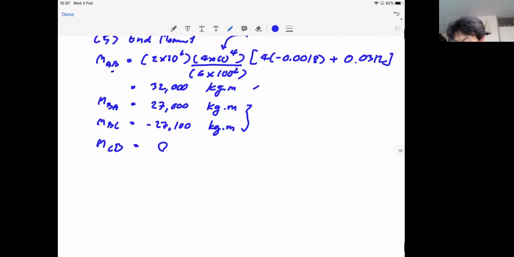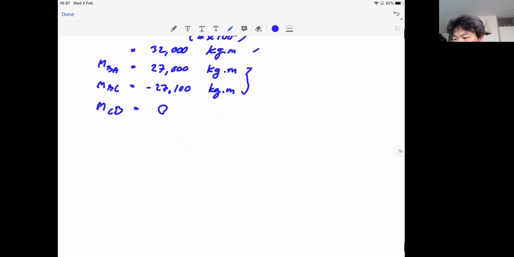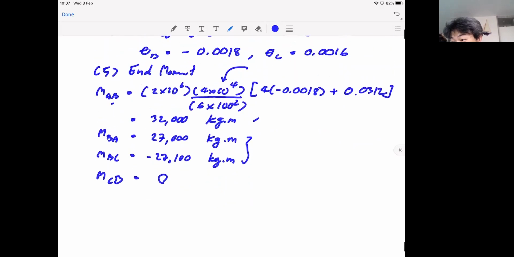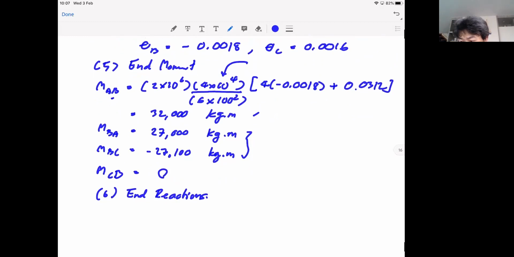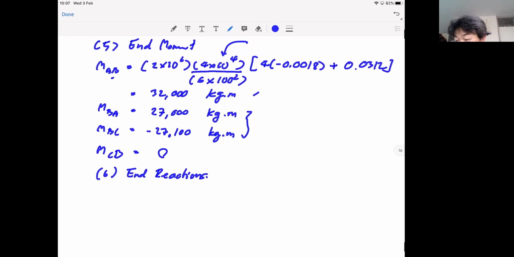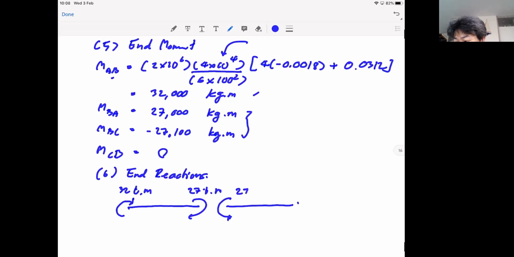Now, if I put this back on, now I have this. That's step number 5. Okay. So step number 6, reactions. Okay. Now I can write down my free body diagram. I have the positive value here, which means it's clockwise moment on AB. Let me change the unit so that I can write less: 32 ton-meter. That is also clockwise 27 ton-meter. And for member BC, MC 0, and then this one is negative, so it's counterclockwise 27 ton-meter, so to speak.